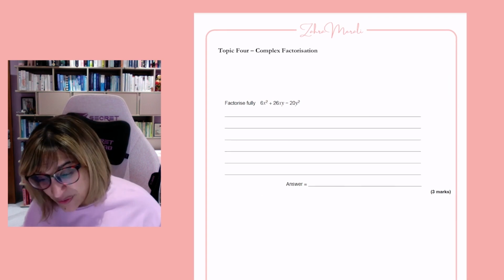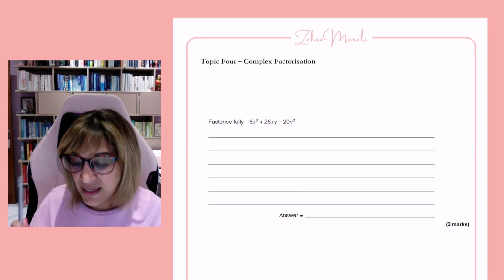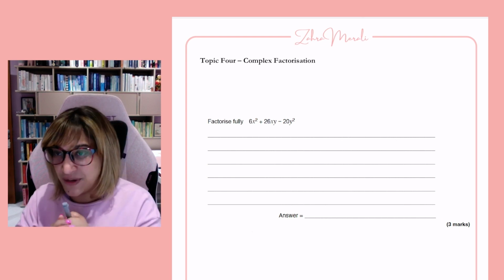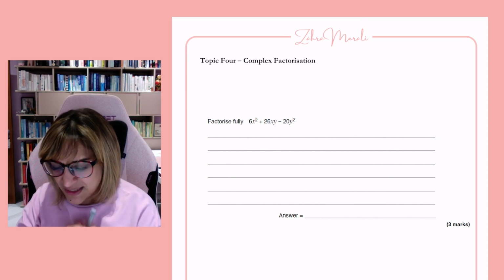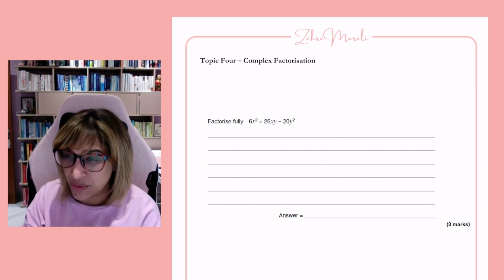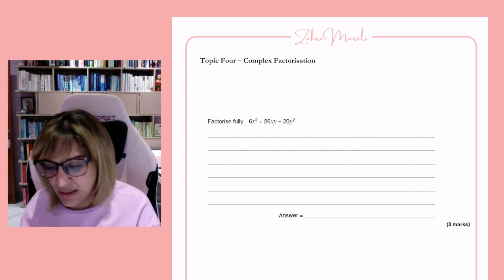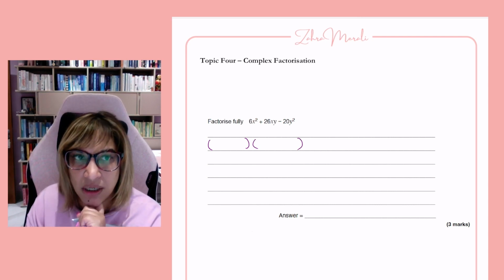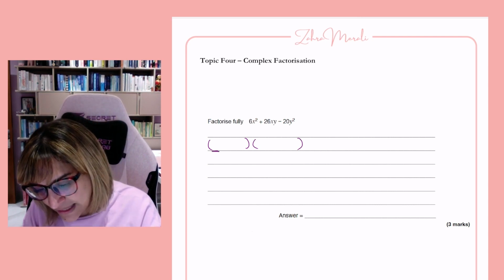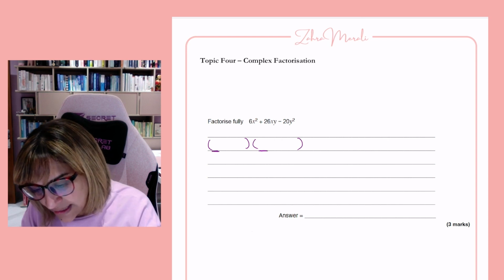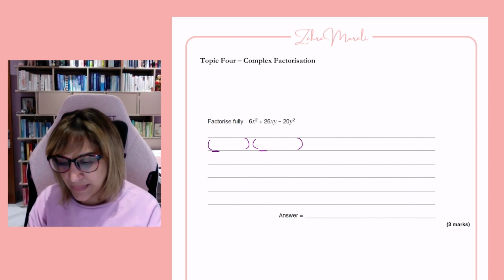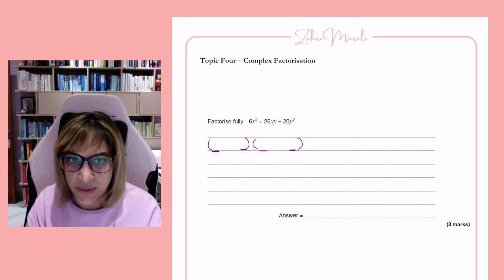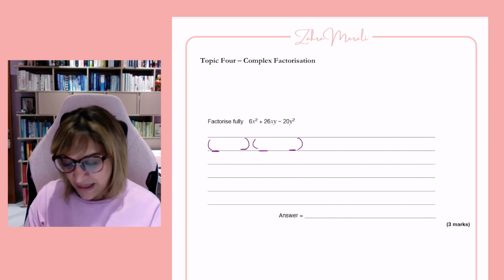Right, some more factorization. And here is where the difference comes between your GCSE and your further maths. Right, we've got something like this and you're like, what do I do? I know we've got squares, so you see squares and you think, okay, 2 brackets. I know that the first value times the last value has to give me 6x squared. And I know the last one times this one gives me minus 20y squared. So we're going to think about how we do that.